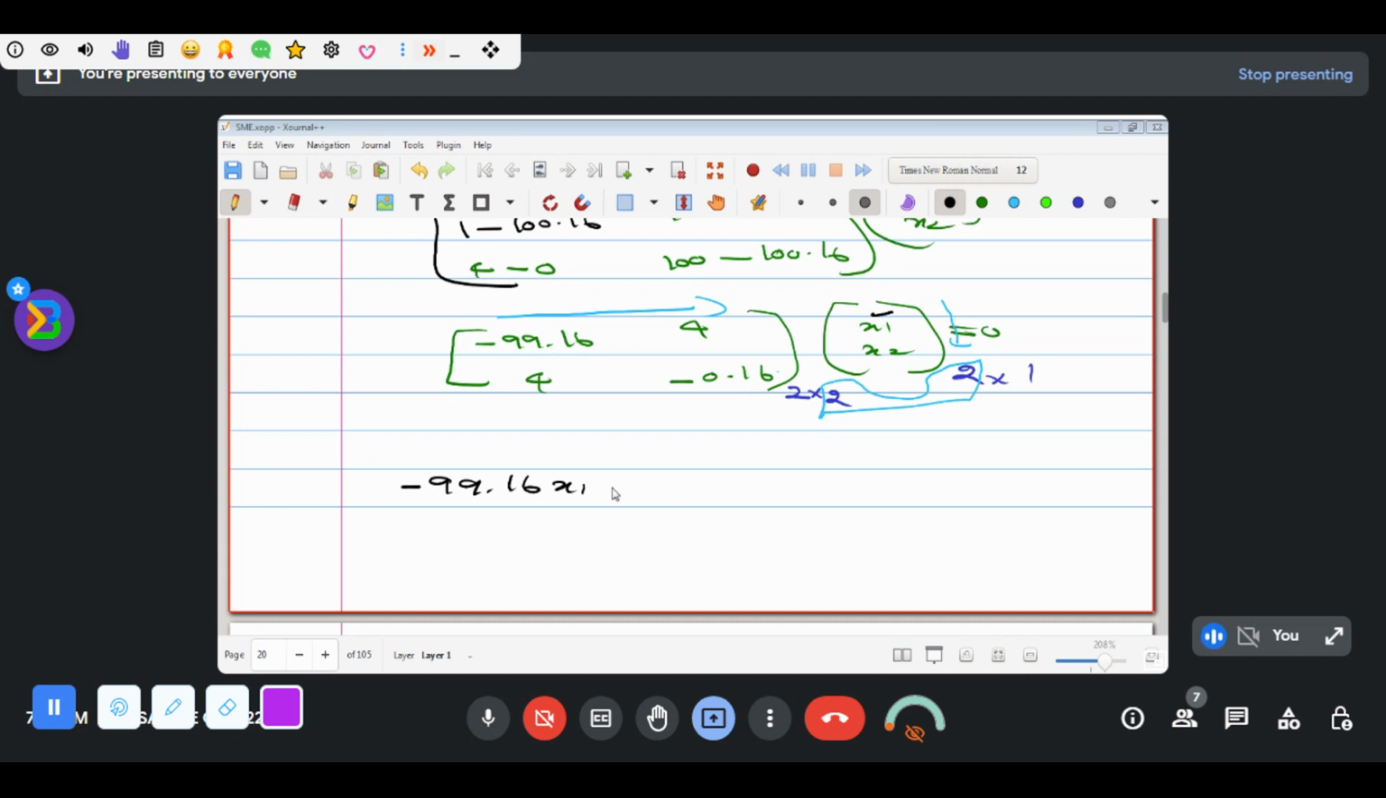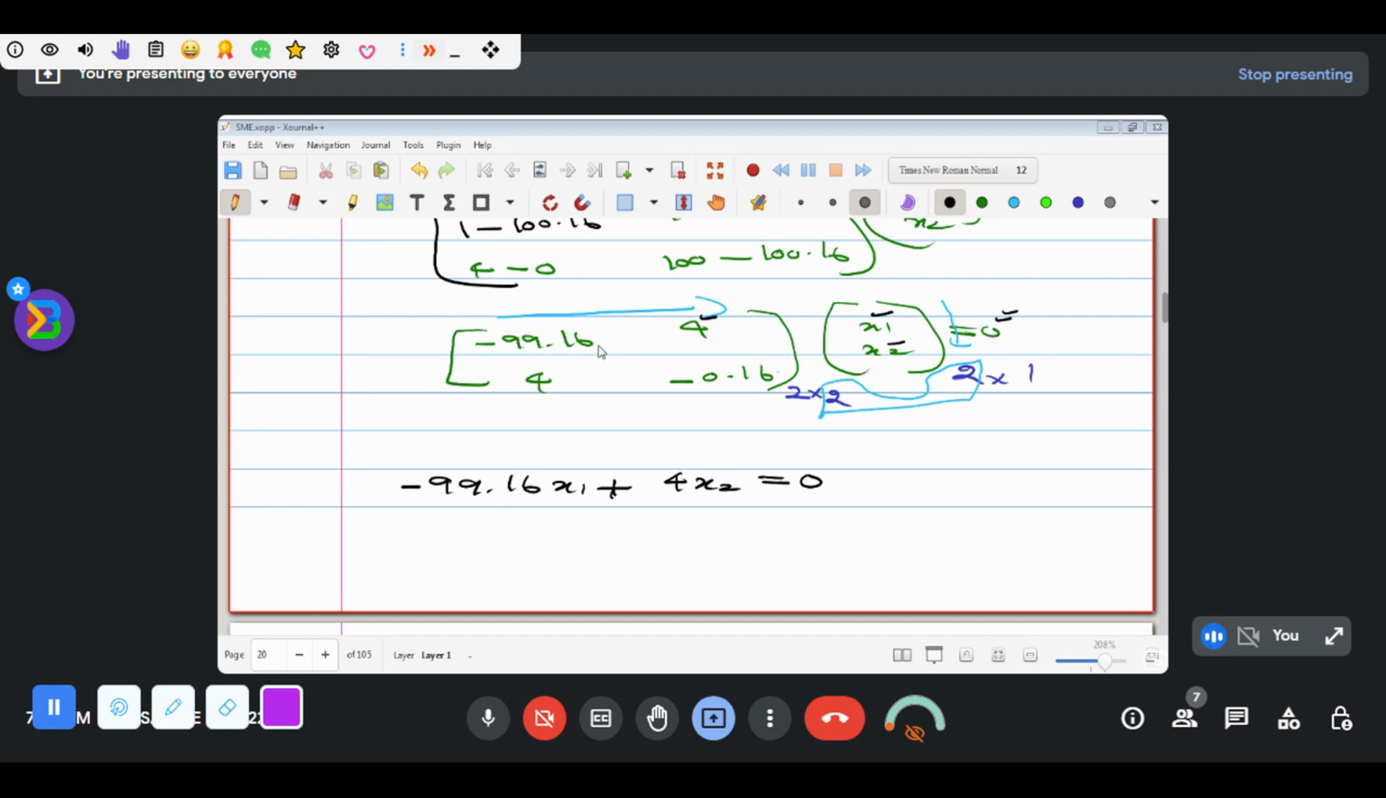After that, you put a plus sign, the sum of the values. What is the value here? 4 into x2. 4 into x2 equal to what is the right hand side value? The right hand side value is 0. Therefore, I am putting 0 here. This completes the first row calculation.